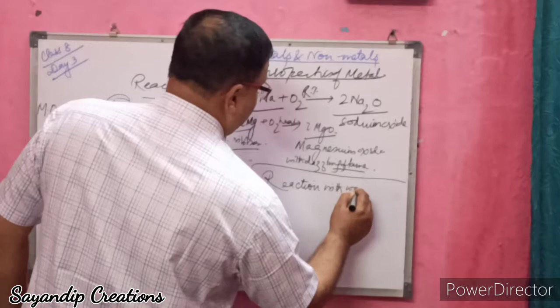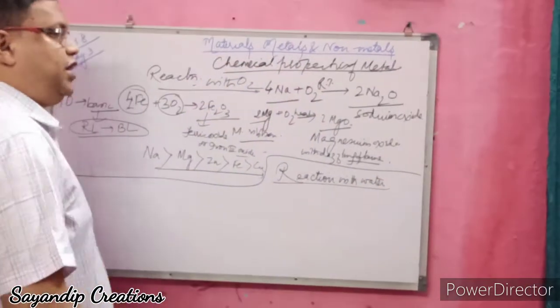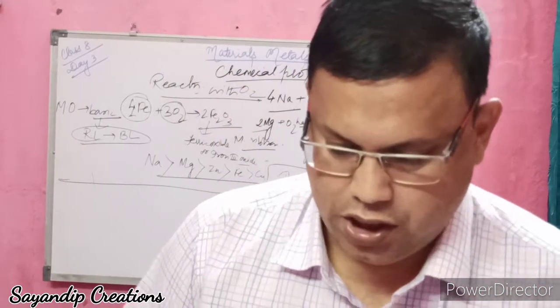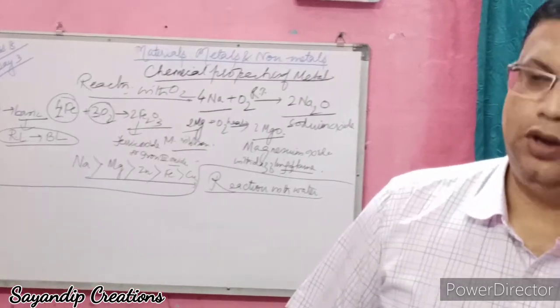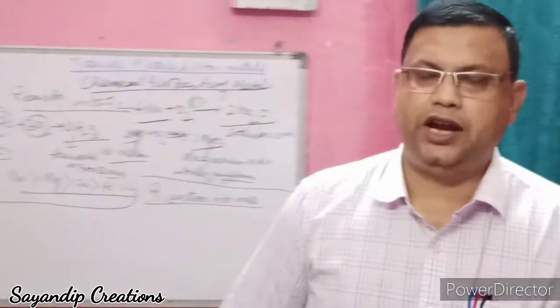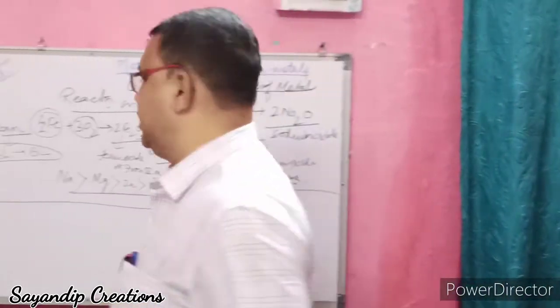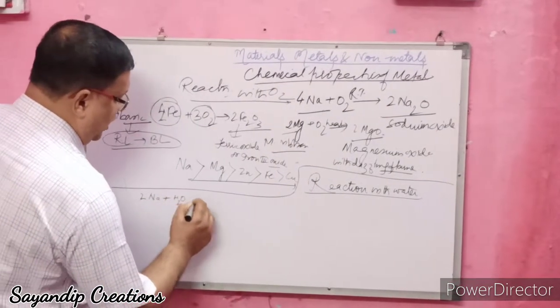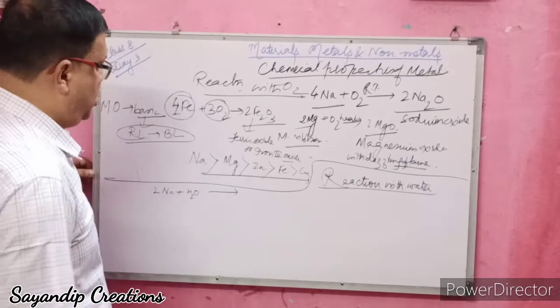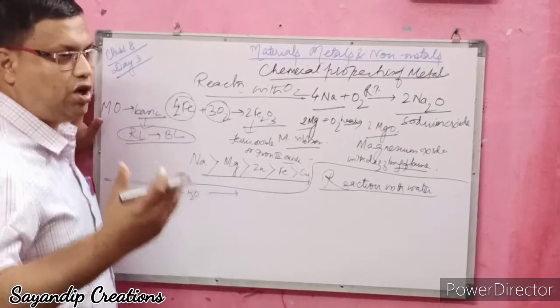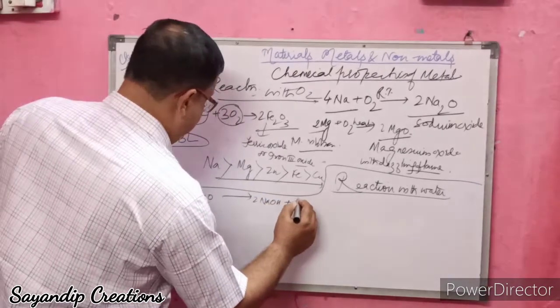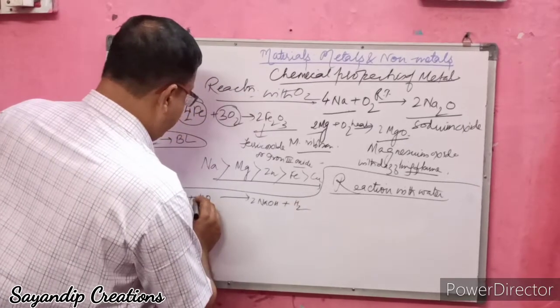Now next, coming to the reaction with water. Metals react with water vigorously under different conditions. Like sodium metal reacts with water to form metal hydroxide and liberates hydrogen gas. As soon as you put sodium metal in normal water, it will start giving a hissing sound and react very fast, forming 2NaOH and liberating hydrogen gas.